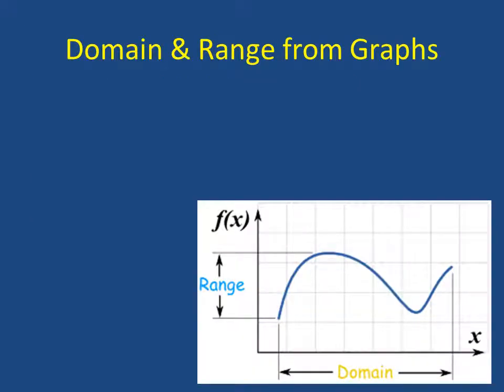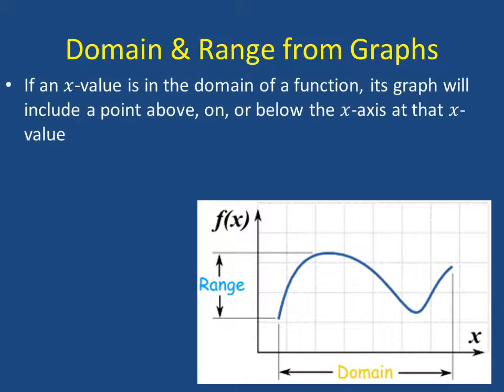How do we get the domain and range from a graph? Well, if any given x value is in the domain of a function, we're going to have a point on the graph, and that point will be either above, at, or below the x-axis. So if you look on the graph below, the domain of that function is going to be all the values along the x-axis between the vertical lines, because there is a point on the graph above that line.